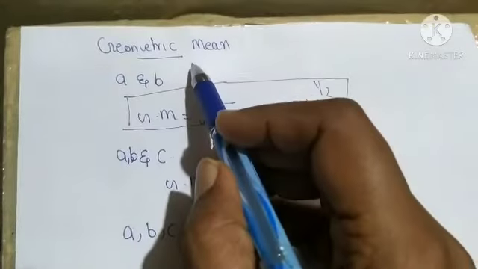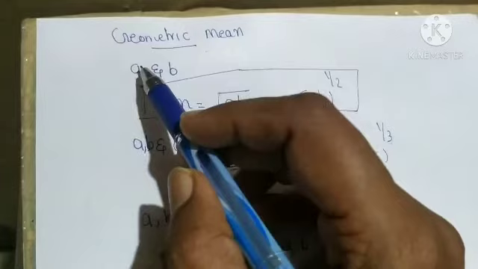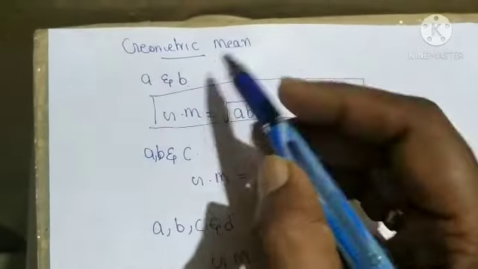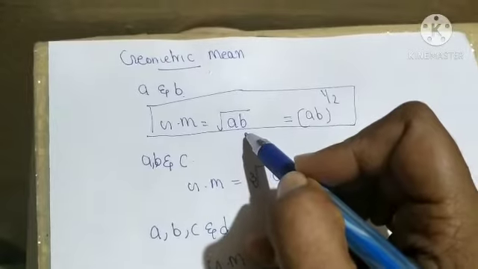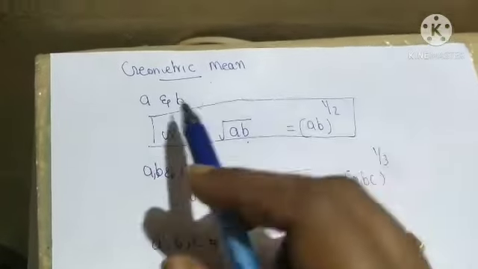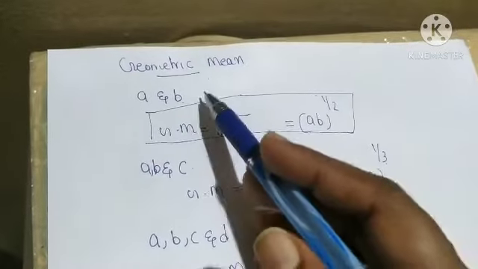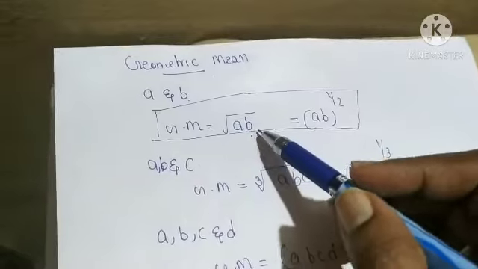Next topic is geometric mean. The geometric mean between two numbers a and b is equal to root of ab. This root of ab can also be written as ab whole raised to 1 by 2, right? So the geometric mean between two numbers a and b is equal to root of ab.